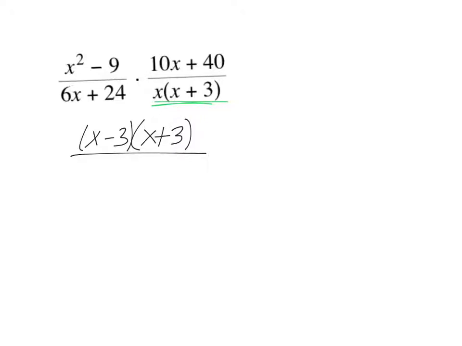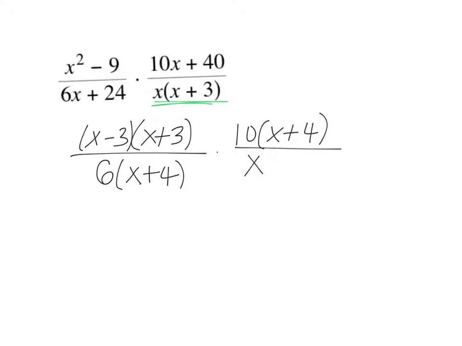Okay, over, what's going to factor out of the bottom? 6, and what will be left in the brackets? x plus 4. Okay, times, then on the top there I take out a 10, I have x plus 4, and the bottom's already been done for me, so I don't delete what's been done, I write it out again. Then I look for common stuff. So what's common on the top and the bottom? x plus 3, and x plus 4.